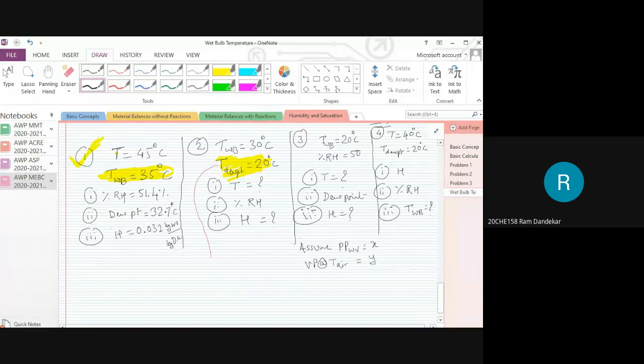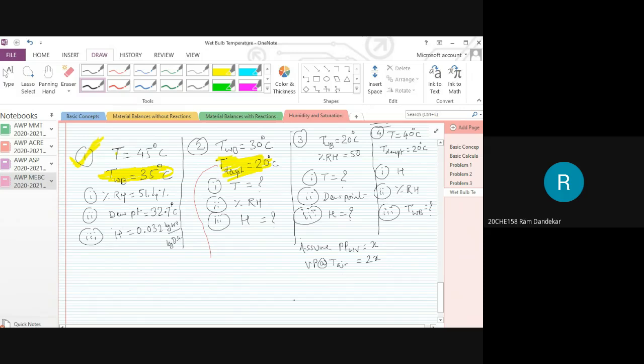Then we can write that x by y into 100 is equal to 50, which means x by y is equal to 0.5. That means y must be equal to 2x. Right, so we can straight away substitute this so that we don't keep on having so many variables.